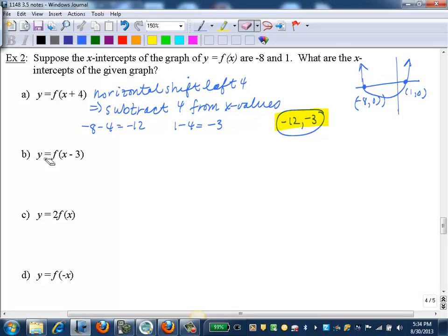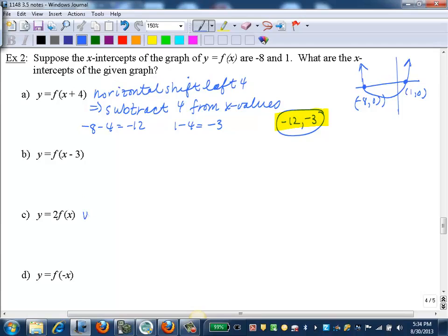Okay, I'd like you to try part B by yourselves and then check the answers. You guys can check the answers on Blackboard. I'm going to jump to part C. So here we have y equals 2 f of x. So we want to identify the transformation. We're multiplying 2 outside the grouping symbol, so we're not multiplying the x's, we're multiplying the y's. Remember, f of x is like your y.